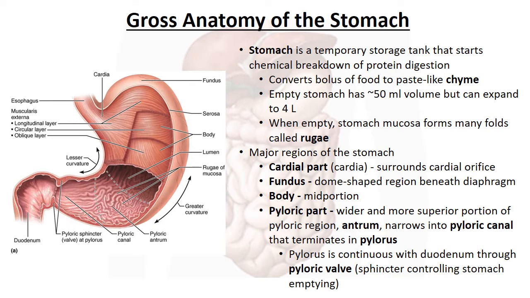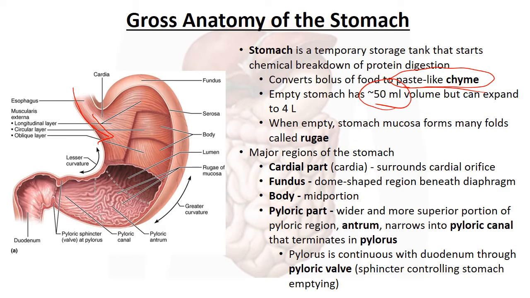Okay, so the stomach is primarily a storage tank. However, it does begin the process of digestion, primarily protein digestion. Now we've talked before about when you chew your food, we convert it into a bolus of food. That bolus of food is now coming down the esophagus and into the stomach where it will turn into chyme.